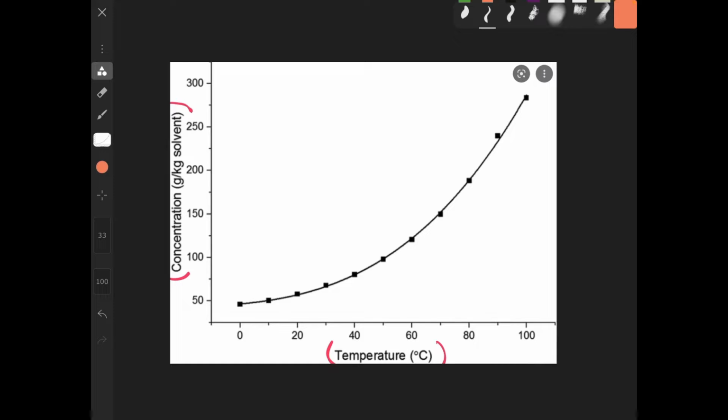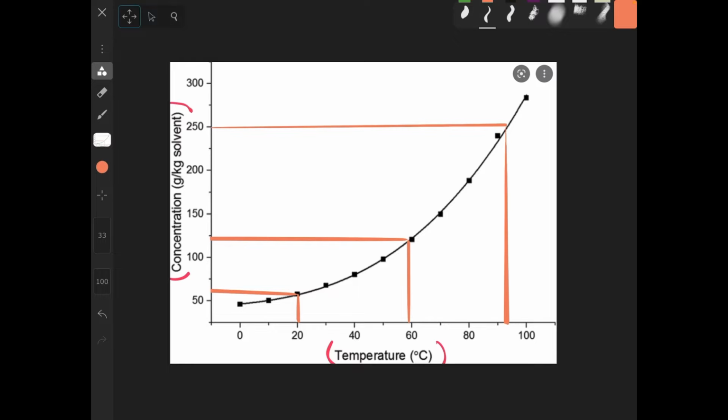For example, here we can see at 20 degrees Celsius, we have almost 60 to 70 concentration of liquid. And at 60 degrees Celsius, we have almost 125 concentration of liquid. As such, as the curve increases, so will the concentration and temperature increase.